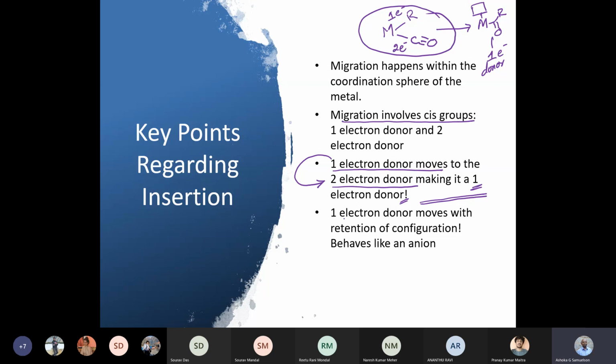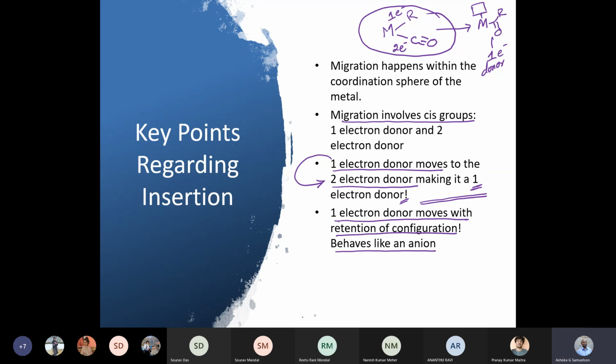The last point that we saw was that the movement of the 1-electron donor was with retention of configuration. In other words, it behaves as if it is an anion and not a cation or a radical. A cation or a radical would lose the stereochemical integrity while moving from one position to the other. So these are the important points that we learned in the previous lecture, which involved insertion processes.